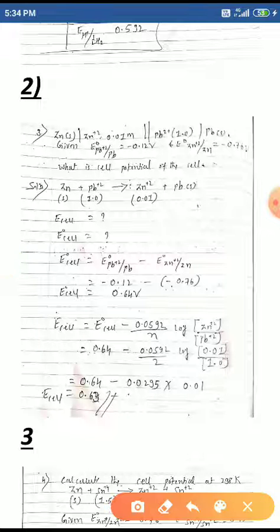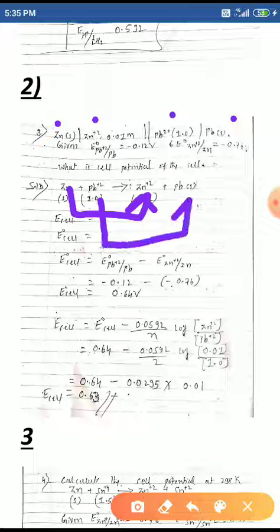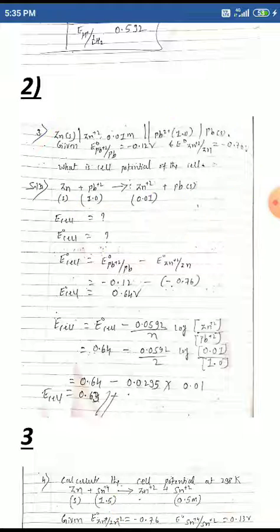Third one, zinc anode, lead cathode. This we have already discussed. And what is the cell potential of the cell? Zinc turns into zinc ion, liberating 2 electrons. Lead ion accepts 2 electrons to form lead atom. So it means the n value is 2 here.